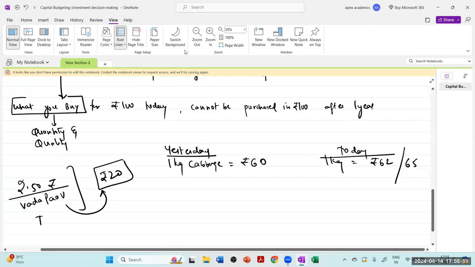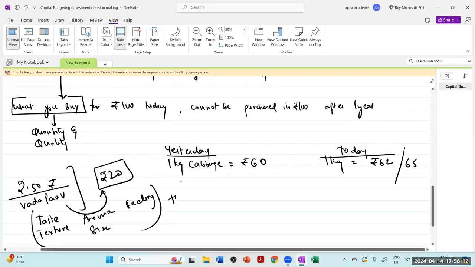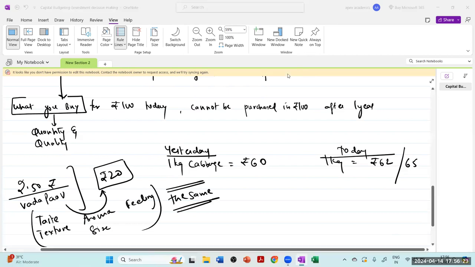The taste, the texture, the aroma, the size, and most important, the feeling is the same that it was all those many years ago. But what has changed? The price has changed. Why? Because money has lost value.